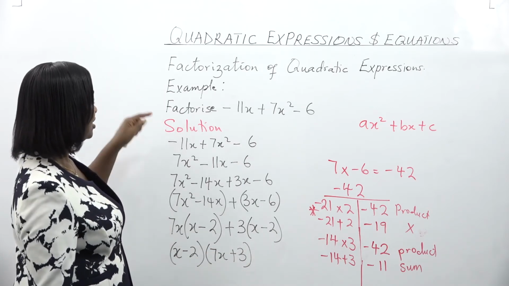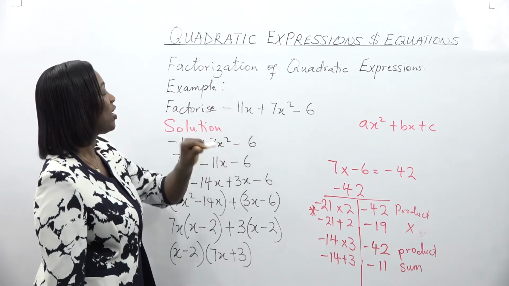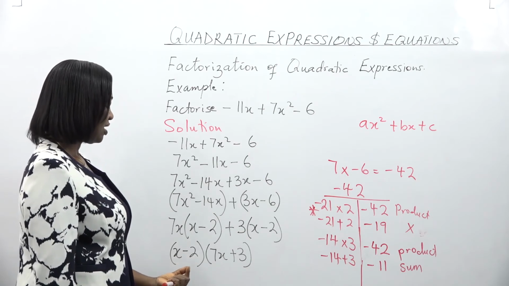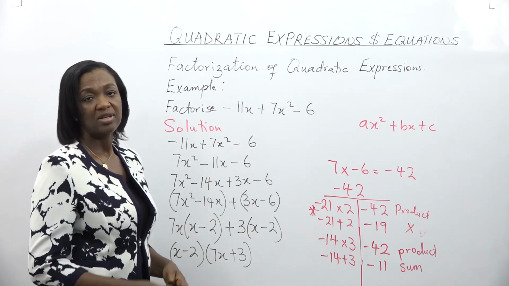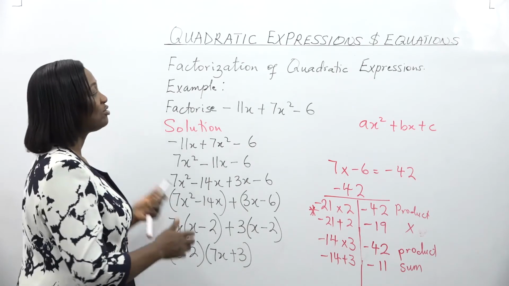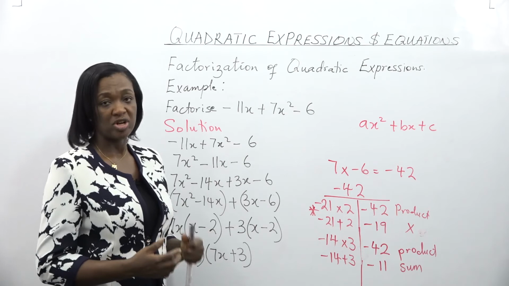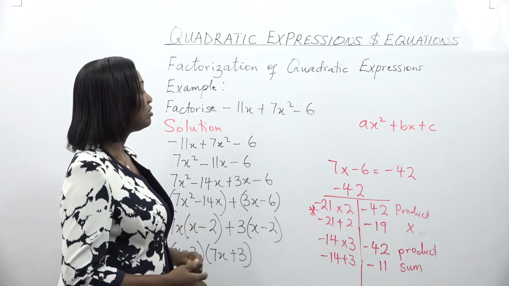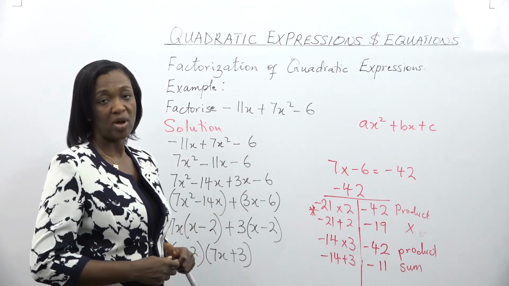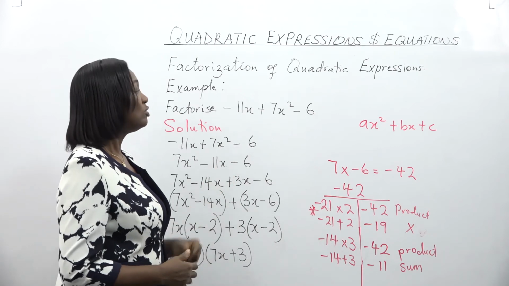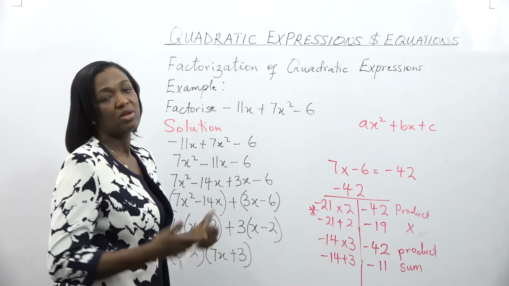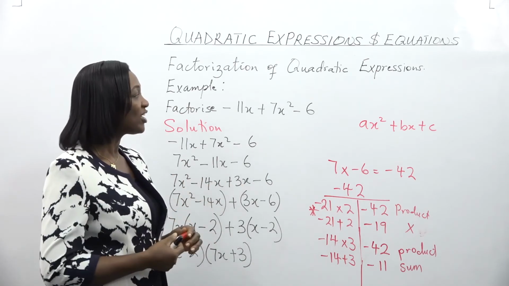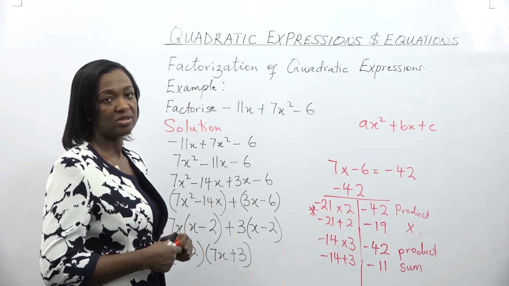So when you factorize 7x squared minus 11x minus 6, you'd get x minus 2 in one bracket, times 7x plus 3 in the second bracket. This is how to factorize quadratic expressions when the coefficient of the quadratic term is not 1. But you can also use it to factorize quadratic expressions where the coefficient of the quadratic term is 1. So this method works for any kind of factorization of quadratic expressions.